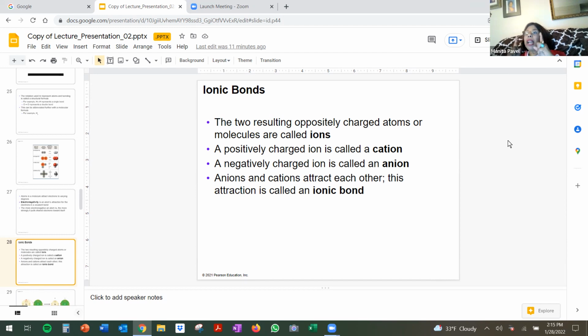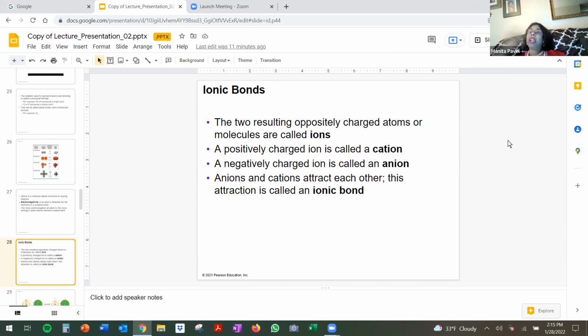What charge is an electron? Negative. If I give away my negative charge, what do I become? More positive. Let's take the opposite scenario. I am an oxygen atom. I have 6 valence electrons. I need 2 more. So I'm going to bond with other atoms, and those atoms are now going to give me the electrons.